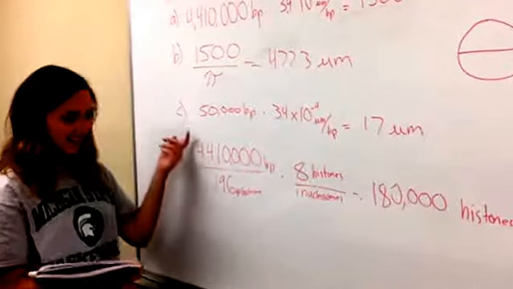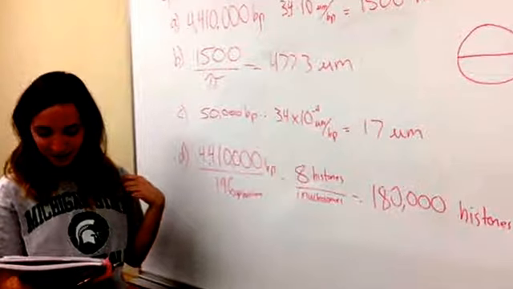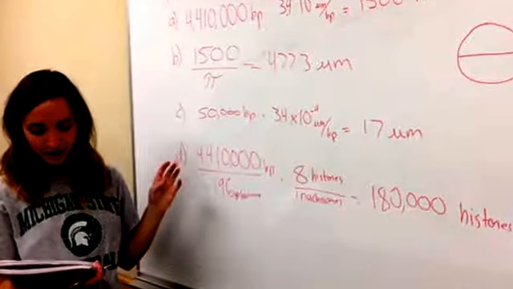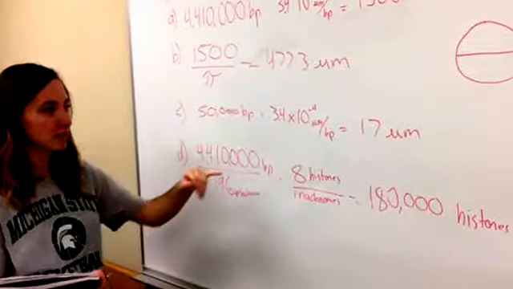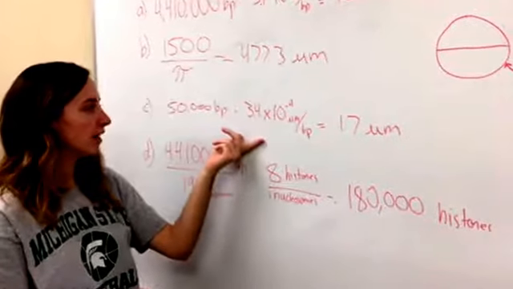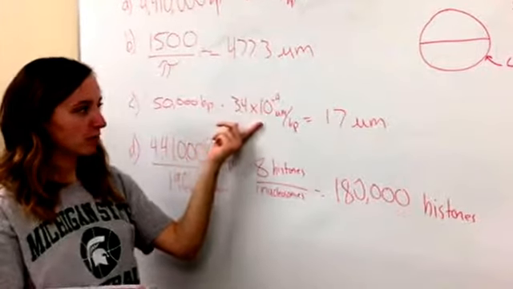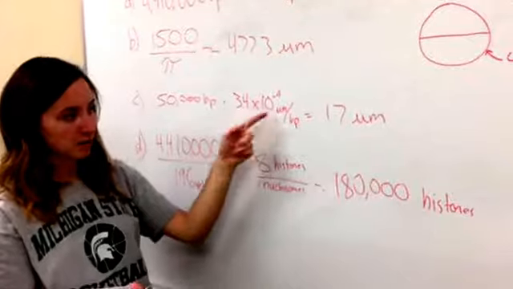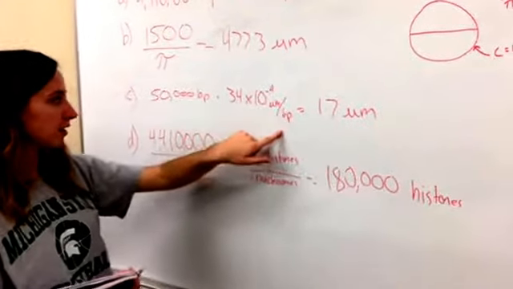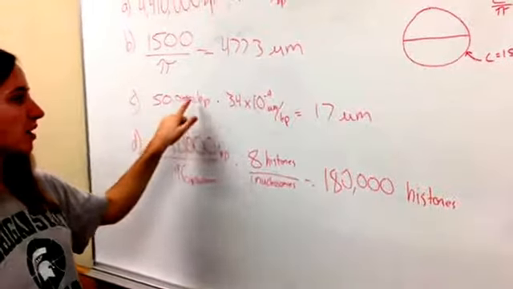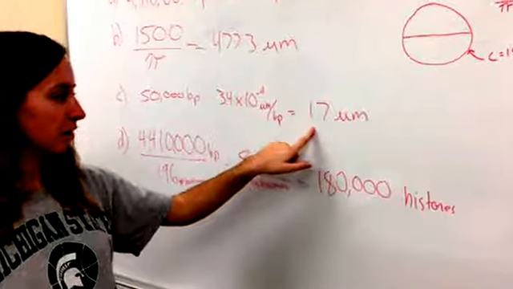So for C, it wants to know if one of the loops was stretched out, how long it would be in micrometers. So you use the same conversion factor as before. The 3.4 times 10 to the negative 4th is 1 micrometer per 1 base pair. And so you multiply it by these base pairs, the units cancel out, and you get 17 micrometers.